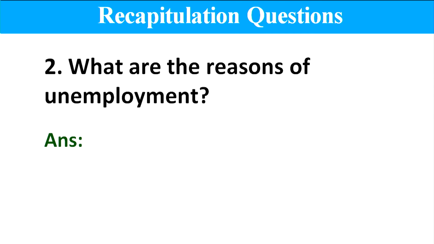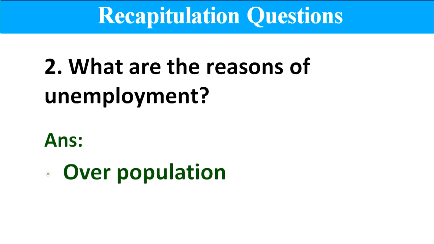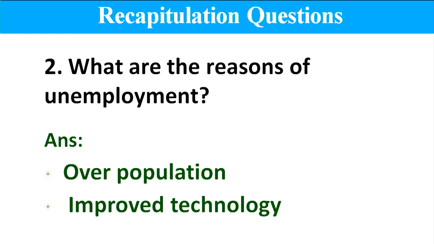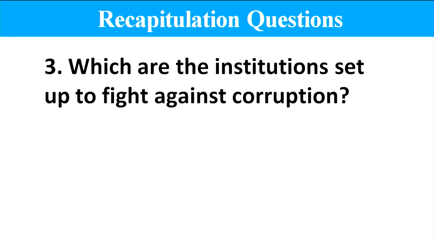Yes, your answer is correct. The first main reason, overpopulation. The second main reason of unemployment, that is improved technology. Overpopulation and improved technology are the two important reasons of unemployment. Next, which are the institutions set up to fight against corruption?